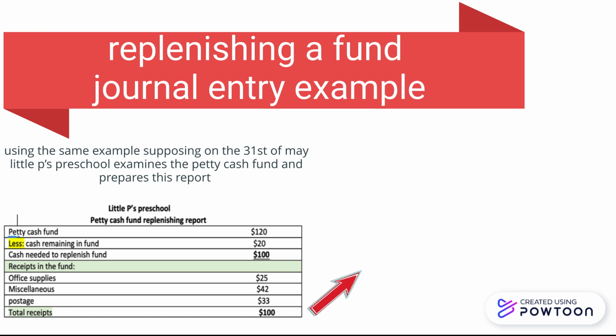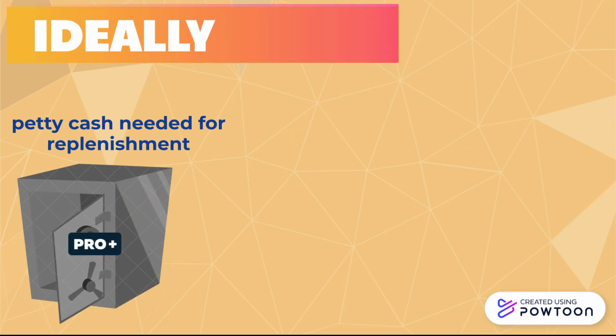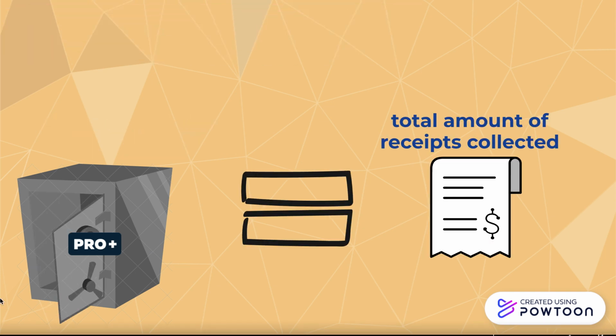Using the same example, showing the receipts totaling $120, this results in Jackie cashing a check for $120 to replenish the fund and record expenses as follows. This increases the 3 expense accounts and decreases the cash to account for the amount of the check. Ideally, with petty cash, the amount of cash needed for replenishment should equal the total amount of receipts collected.